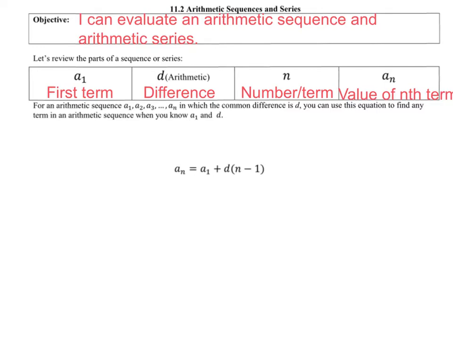So for an arithmetic sequence, A sub 1, A sub 2, A sub 3, and so on and so forth to A sub n, in which the common difference is D, you can use this equation below to find any term in the arithmetic sequence when you know A sub 1 and D.